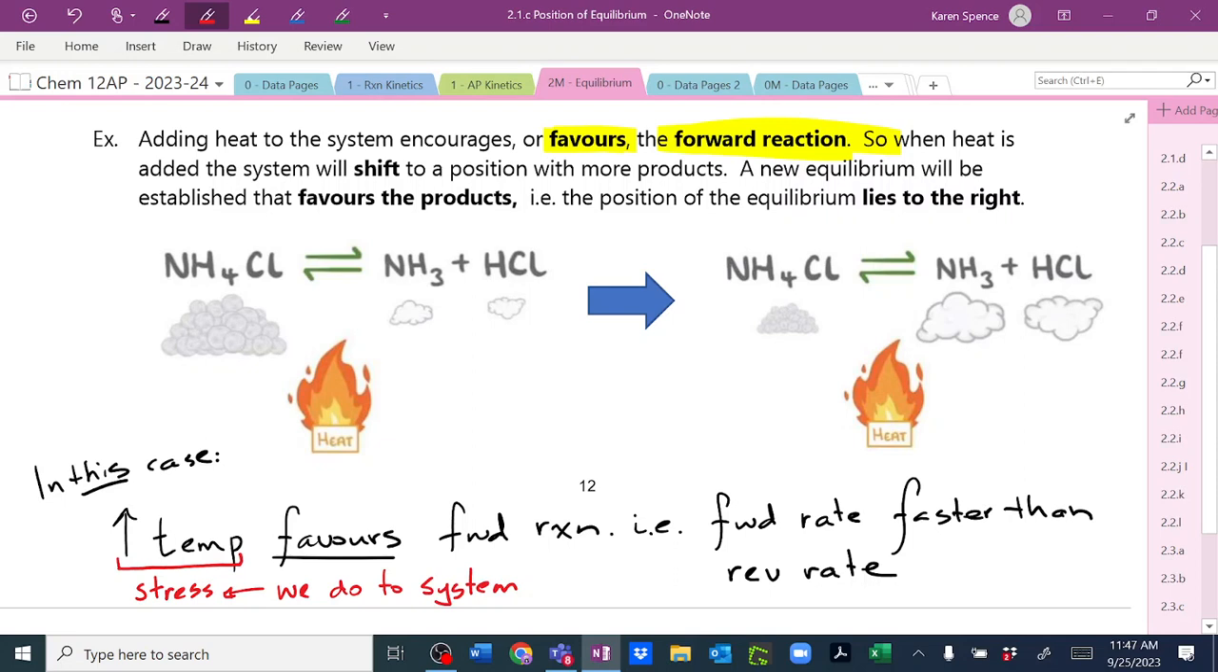Okay, so the particles collide more frequently, but what else? A higher percentage of those collisions have sufficient energy for a reaction to occur. Yes, so we have increased the forward rate. So we could draw our arrow as being now bigger, yes? What have we done to the reverse rate when we increase the temperature? Tell your partner.